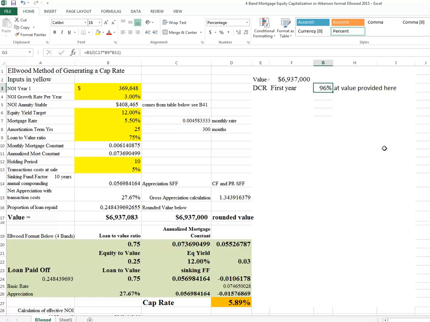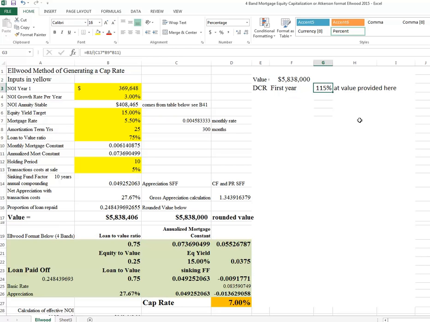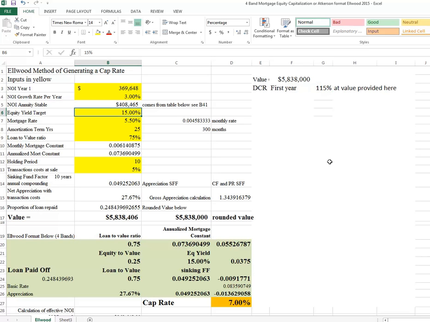So let me go ahead and change this to 0.15. And now I'm at 115% debt coverage ratio with a lower value and less financing. And 1.15 might fly if the underwriter is kind of lenient, but it might also be a little bit too low. We could continue to play with the equity yield. That would achieve a high enough number, and maybe 1.20 is enough, but it did bring the value down.